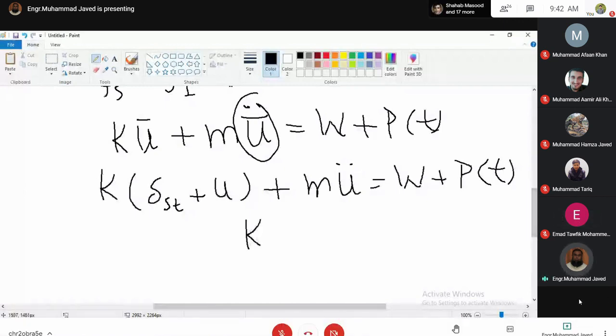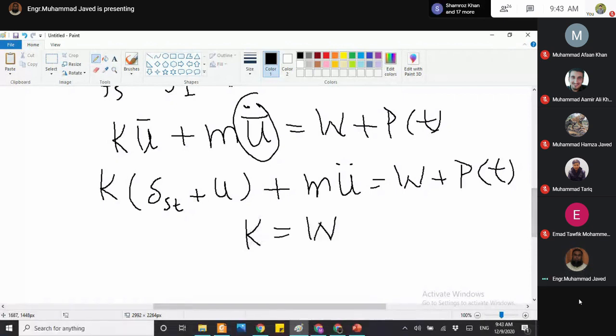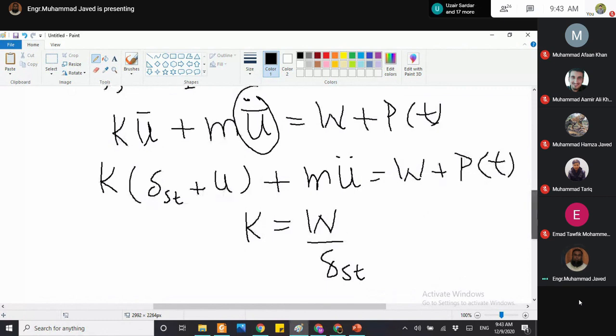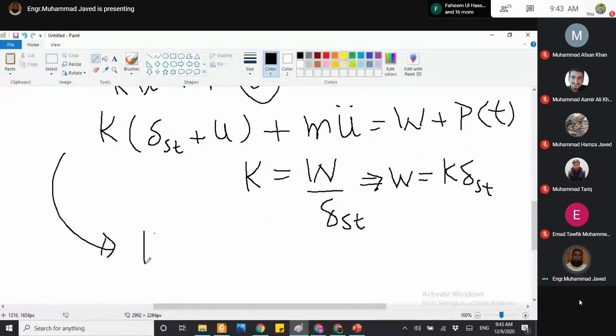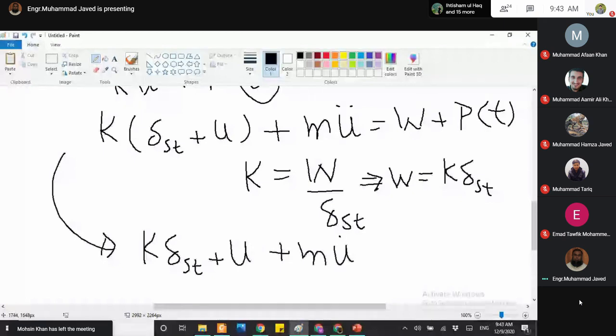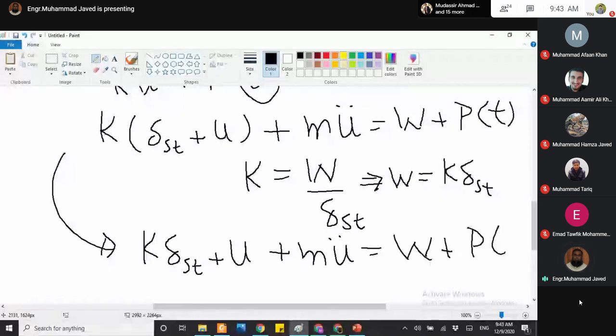Stiffness is force per unit displacement. Force is weight and the displacement is delta ST. So we can write W is equal to K into delta ST. And if we expand this equation, now since W is K into delta ST, this will cancel with this.